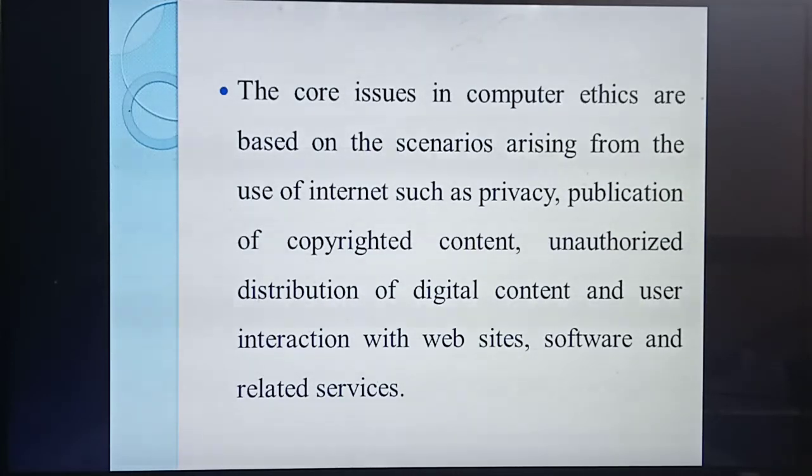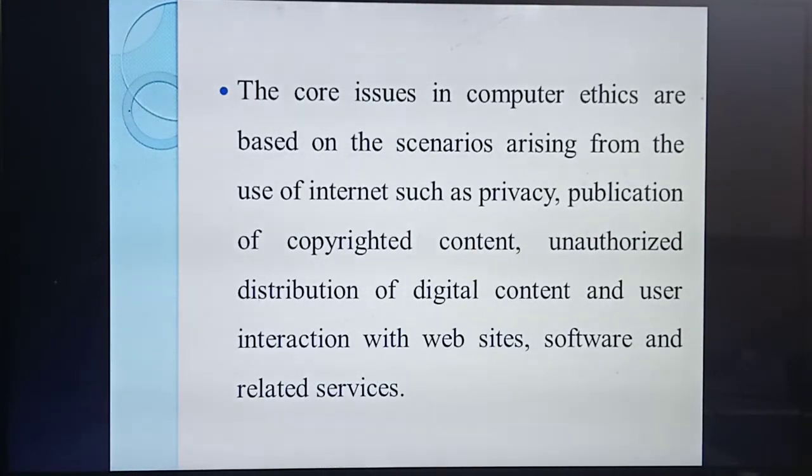Without the permission of the particular owner, you are taking the content, whether software or videos. Without the permission of the owner, you are taking the information, copying the CD and publishing it. That is called unauthorized copyrighted content. Then, unauthorized distribution of digital content. Digital content is also like that. For example, a person works 4 or 5 years doing research work and publishes some papers. That's the result of that person's work. But some other person steals that research work and publishes it. Is that a good thing? No, that is called unauthorized distribution of digital content.